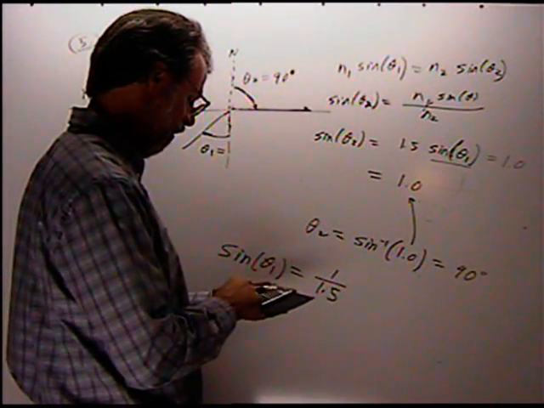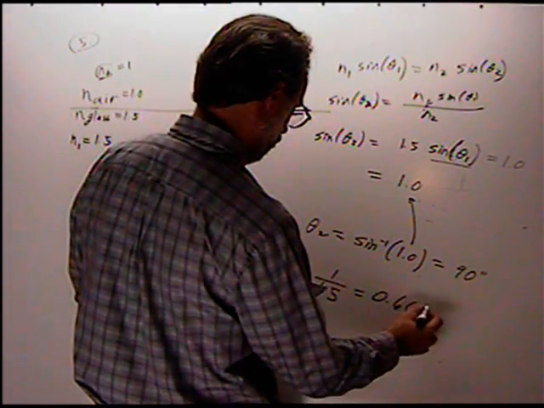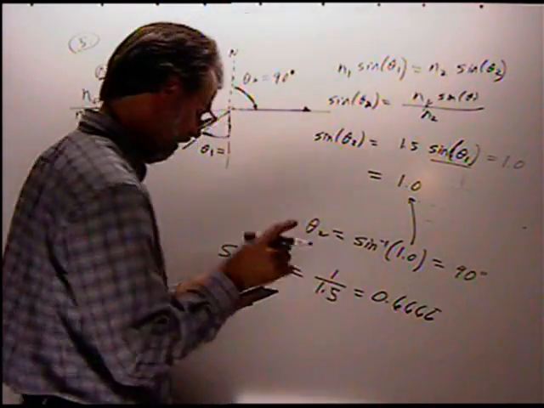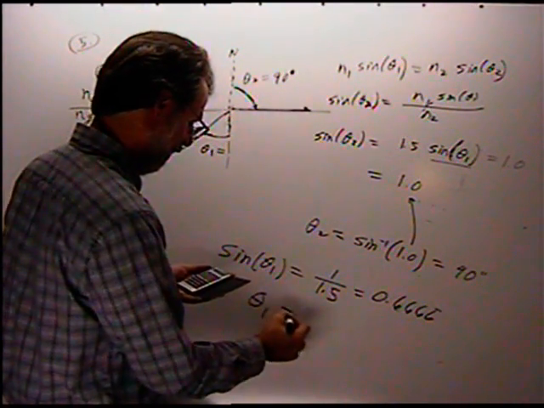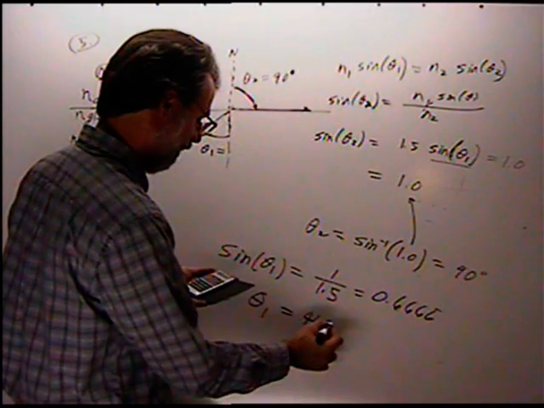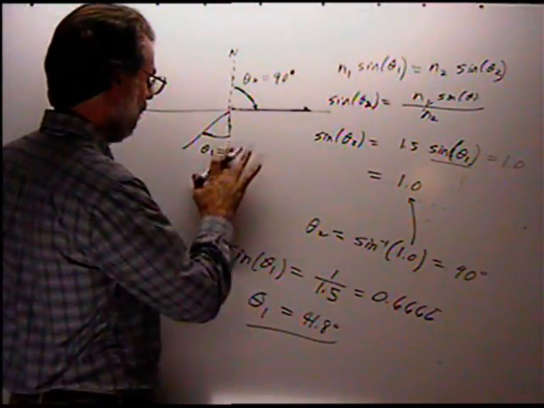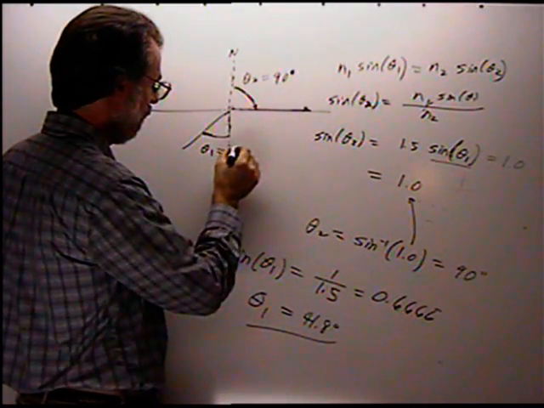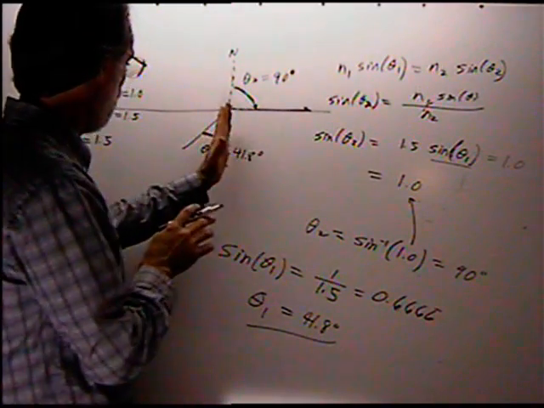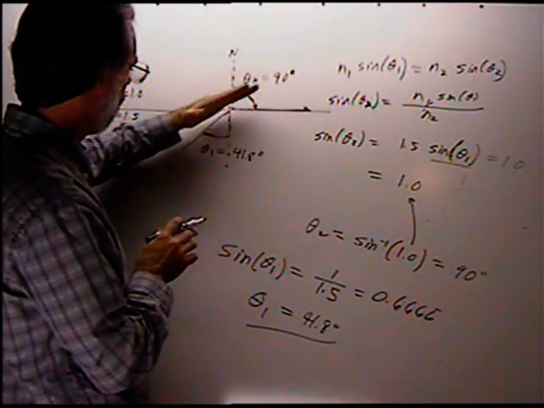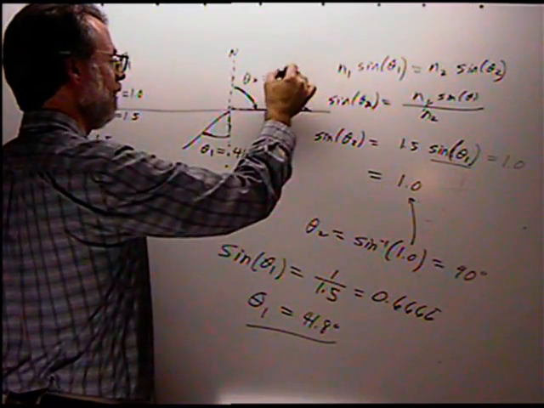1 divided by 1.5 is 0.6666, and it keeps on repeating. And now I do the inverse arc sine of that, and I get 41.88 degrees. So what does this mean? This means that when theta 1 right here is 41.8 degrees, theta 2 has just reached exactly 90 degrees.